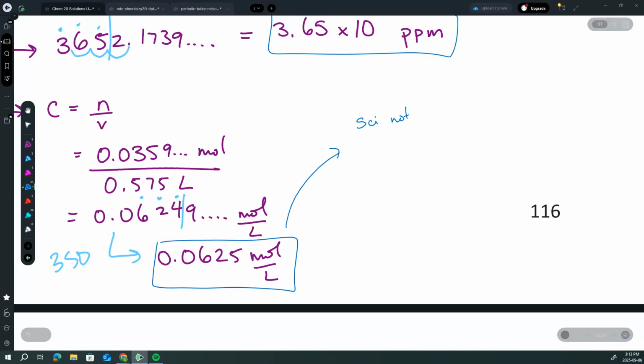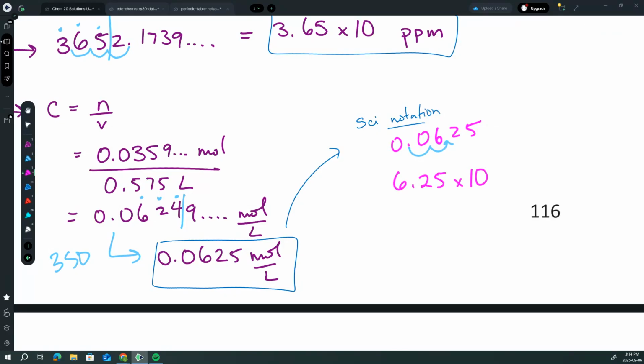But if you really wanted to put it into scientific notation, we would go, hang on, so 0.0625. Our goal is to move the decimal so that there's only one digit that is not 0 to the left of it. So we have to move it 2 spots over to the right. So it's going to be 6.25 times 10 to the power of. Now, since our original number is between 0 and 1, our exponent is negative. And since we moved it 2 times, it's going to be -2, then moles per liter.